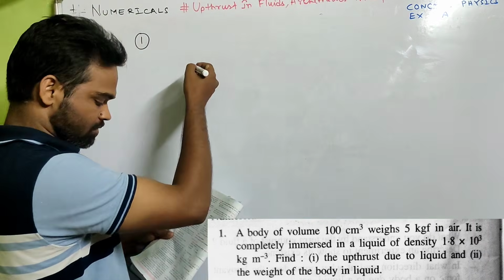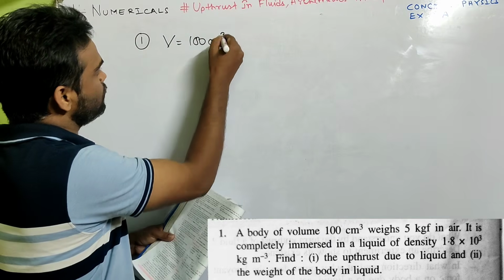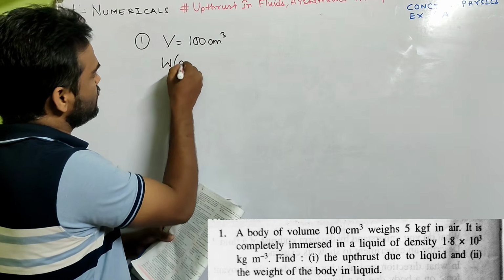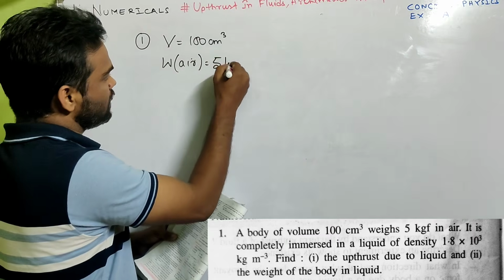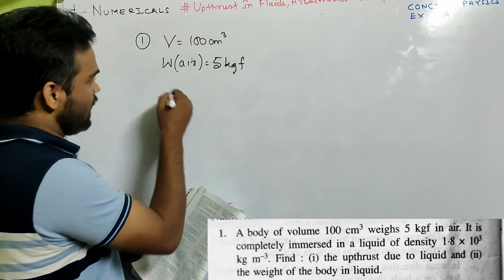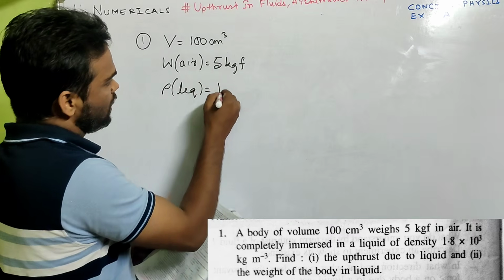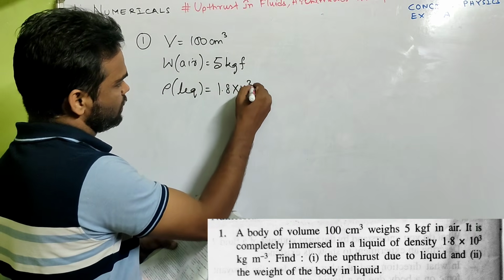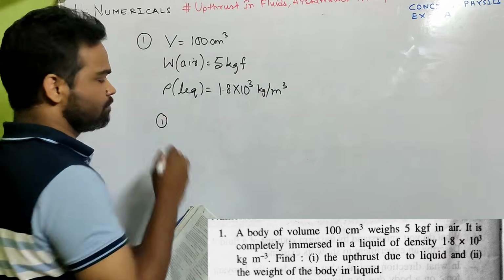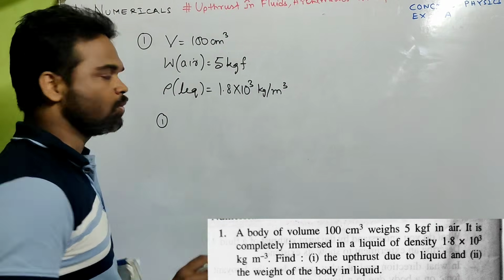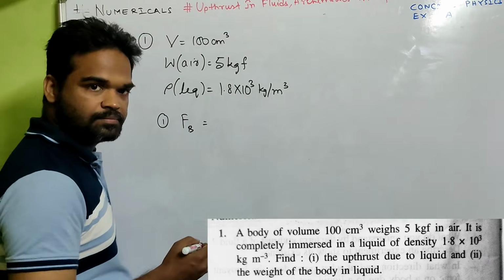What is given to us? Volume of the body is 100 centimeter cube. Weight in air is given as 5 kgf. And density of the liquid in which it is kept is 1.8 multiplied by 10 to the power 3 kg per meter cube. Now, this information is given to us. They are asking the upthrust, denoted by FB.